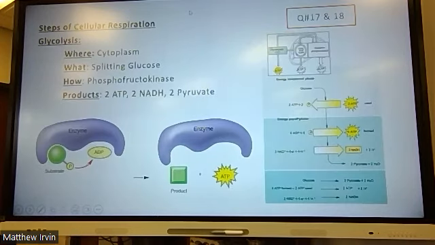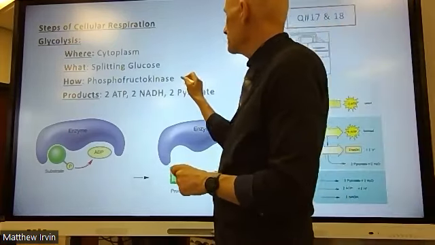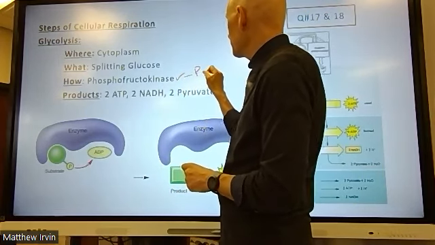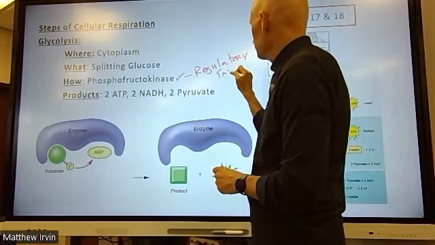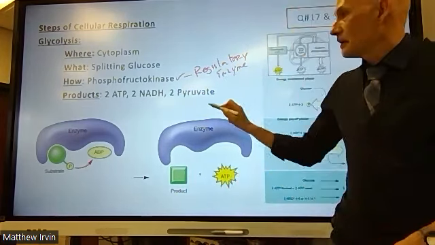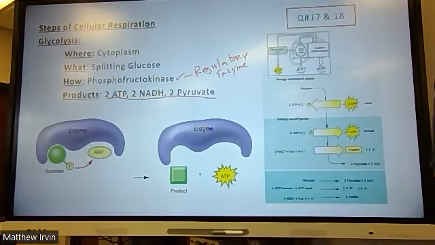Glycolysis is going to happen in the cytoplasm. What is splitting glucose? That is because of phosphofructokinase. This is your regulatory enzyme. The products, not super important to have memorized. It'd be more of a, oh yeah, that's glycolysis. They're not going to say how many NADHs are made in glycolysis. They're not going to ask that question. They might ask it if they give you a diagram to look at.